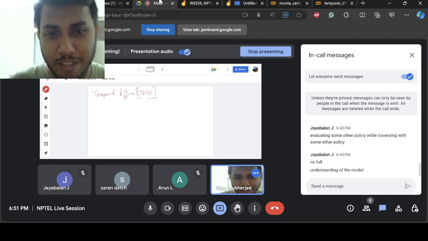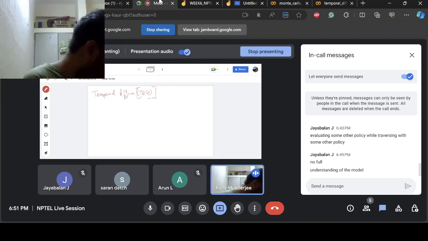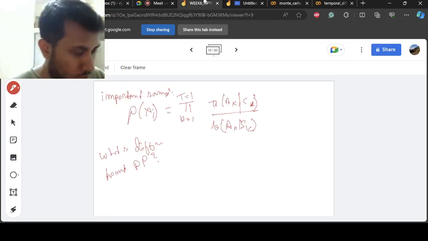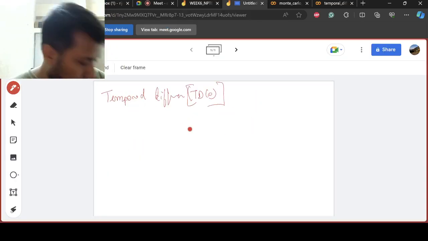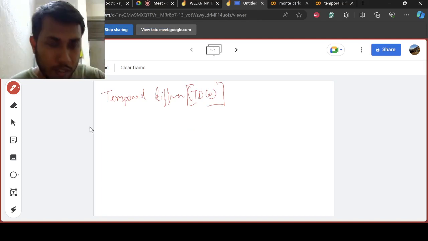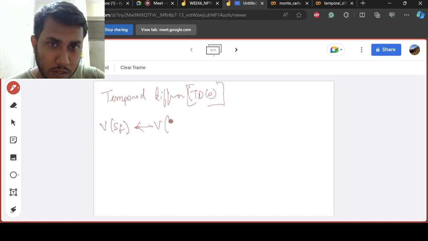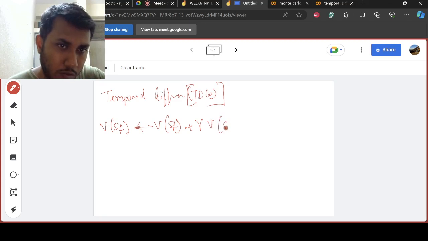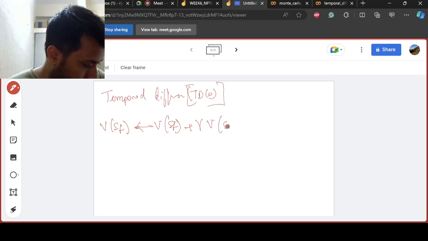So why is it close to DP? Let me just, without wasting time, write down the main equation, the simple equation for TD. Let me write it down. V of St is equal to V of St plus gamma V of St plus 1 minus V of St.